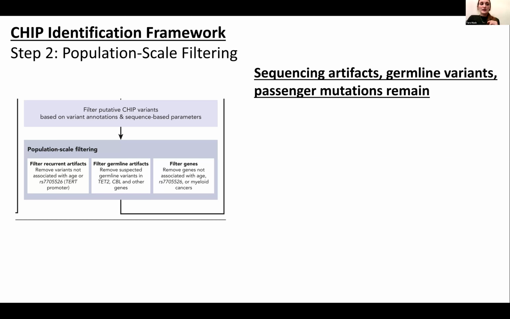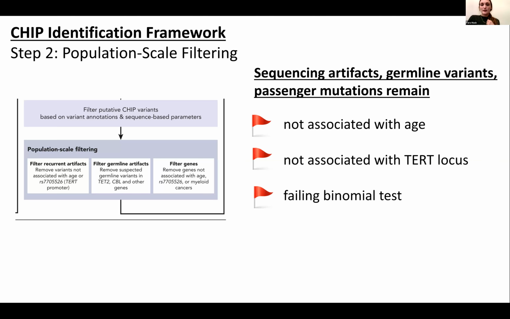So we know that CHIP is associated with age, right? And that's a well-established association. And so if we identify a variant and that variant is not associated with age, then that's probably not a CHIP variant, right? If it's not more common in older individuals, it's probably not a CHIP variant. So some of the things we look for: if we see SNPs that aren't associated with age, we think, okay, this is a common variant, but it's not associated with age, so it's maybe a sequencing artifact.